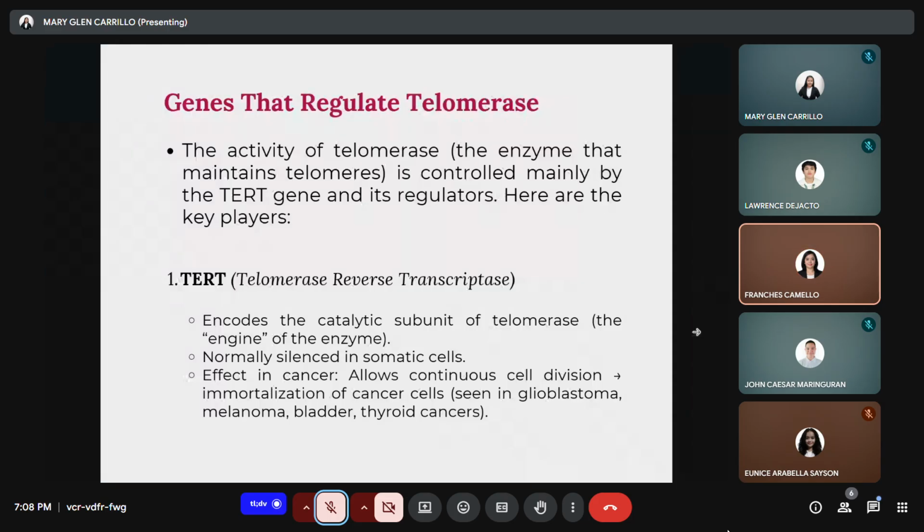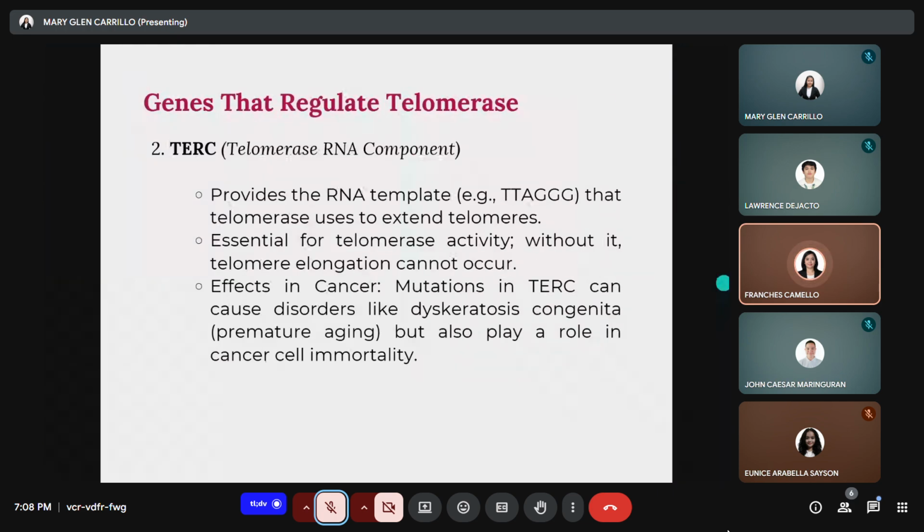Next slide, please. For the second one, we have TERC, or the telomerase RNA component. Telomerase is not just a protein, although it is an enzyme. It also needs an RNA template, and TERC is the one responsible for providing this RNA sequence. When I say RNA sequence, I'm talking about the TTAGGG repeats, which telomerase copies to elongate the telomeres. And without TERC, telomerase cannot function at all.